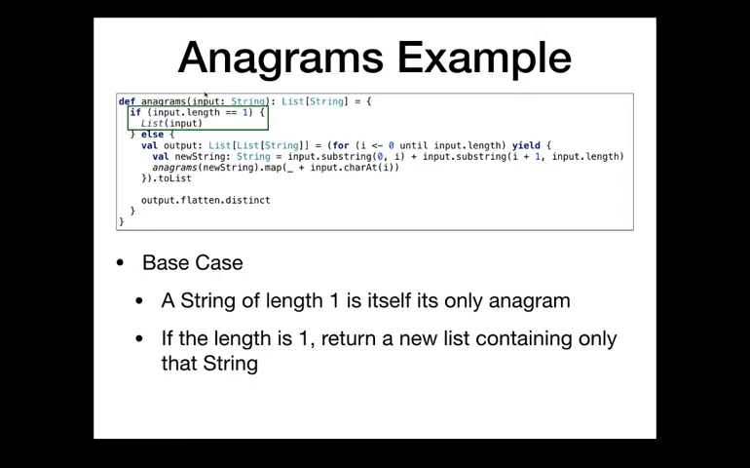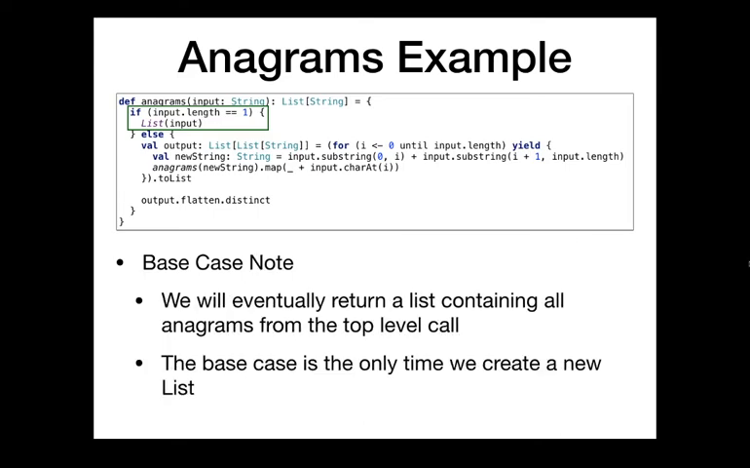So if the input's length is 1, just return a new list containing that string. I'm already done. I already computed all the anagrams. It's trivial input-output behavior. If that's your string, it is its only anagram. Just return it in a list. Done. There's nothing to think about there. Base cases shouldn't always be this simple, because you can have pretty complex recursion, but for the most part, the base case should be pretty simple input-output behavior, something that's easy to verify as the correct behavior for that input.